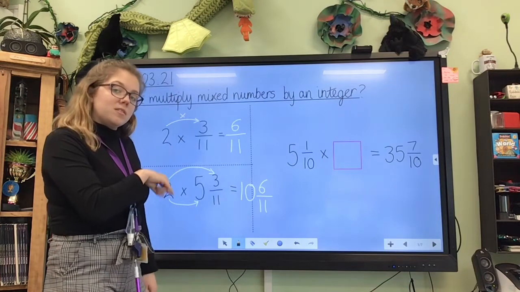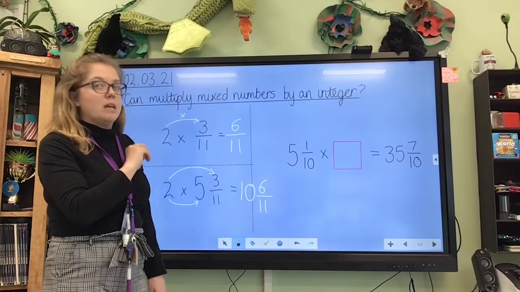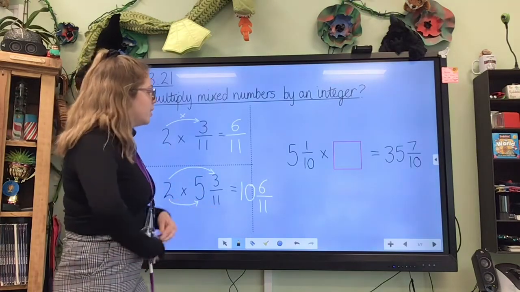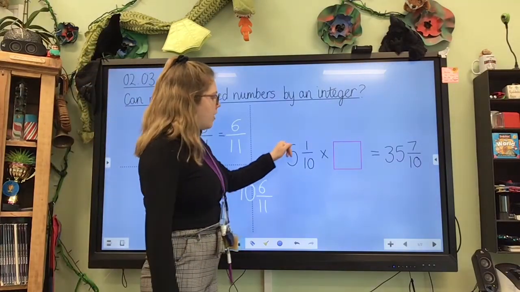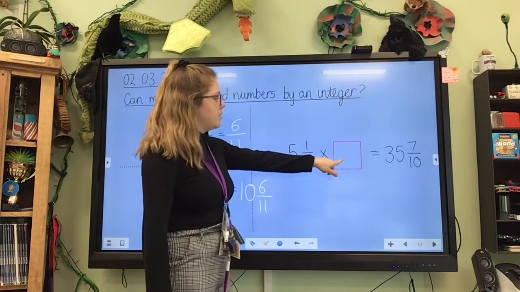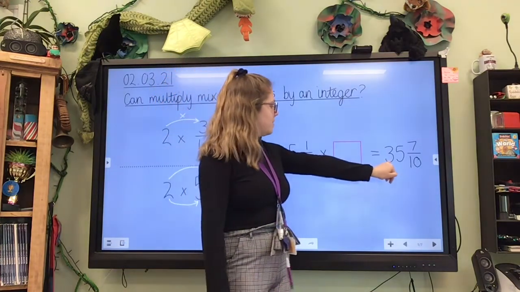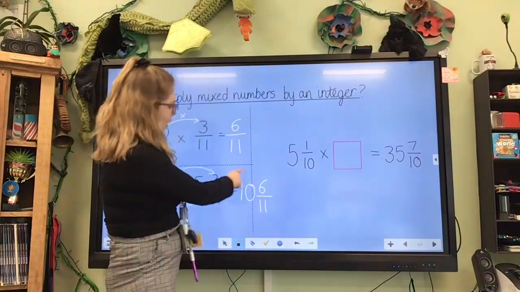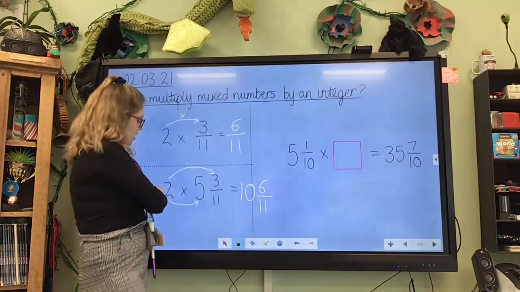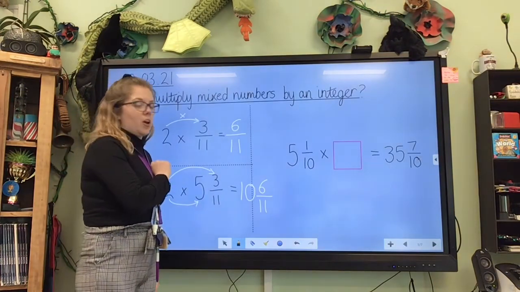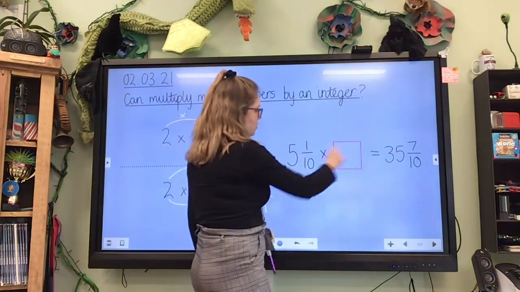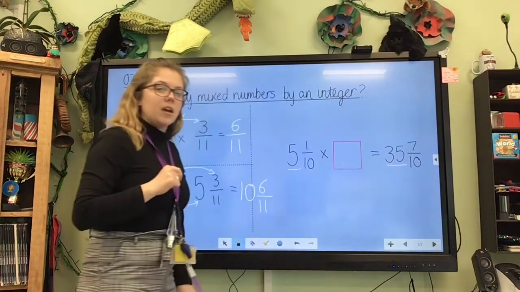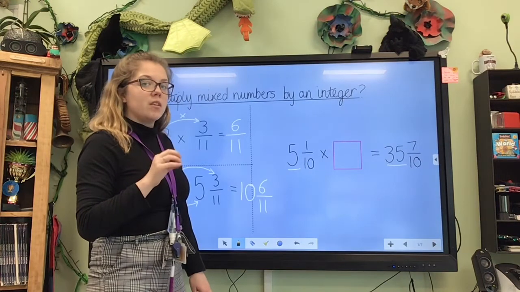Again, this is what we're doing today. I just wanted to test you out and see what you would do if you had this question and you had to have a go at it. And then finally, we've got 5 1/10 multiplied by something is 35 7/10. So thinking back to this question, where we did the whole number and the integer first, we could think of, what do we multiply 5 by to get 35? 5 times what is 35?